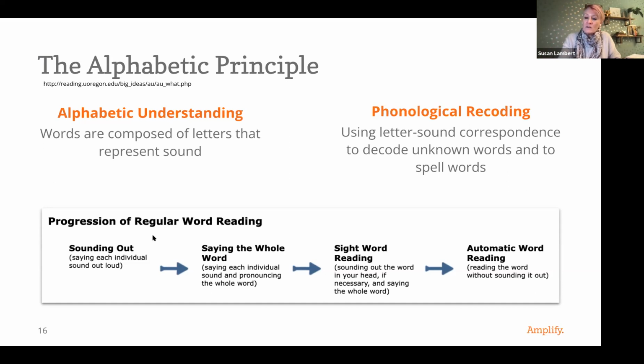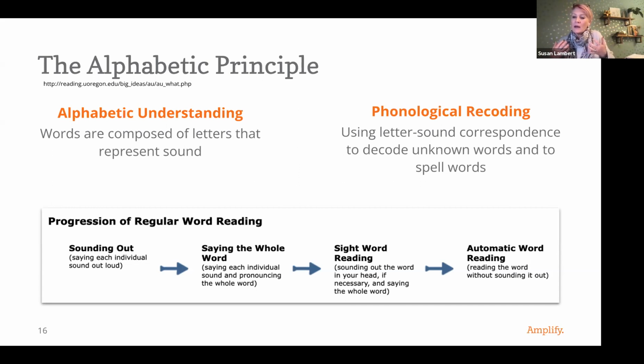And then kids will get to the stage where they'll see the word and they might have to sound it out in their head, or sound it out again, and then say the whole word. And then after they've had so many exposures, they're going to get to automatic word reading. And that's where we want kids to get to. That's where we are. Things are automatic.